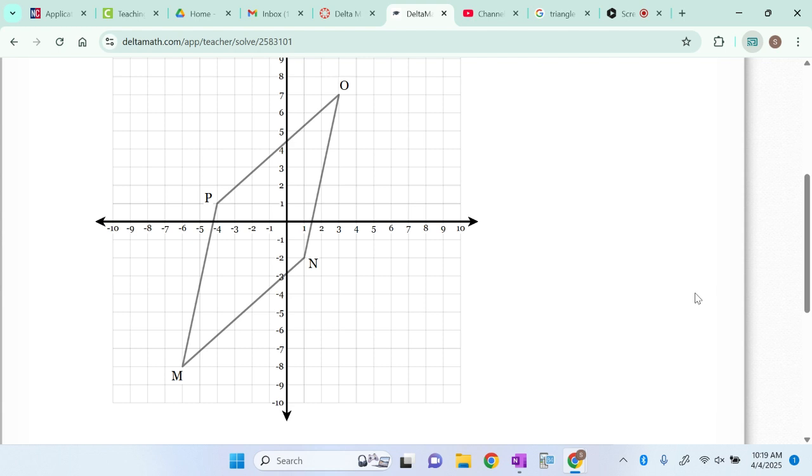So do we even really need to do work again for that? No, because we already did it. So this has to be the square root of 85. Now we can figure out these two sides.